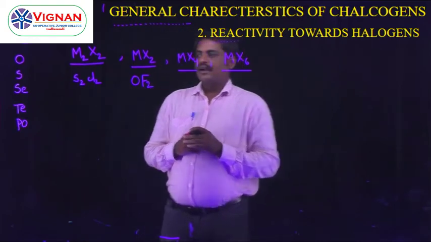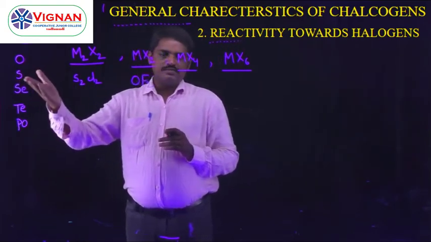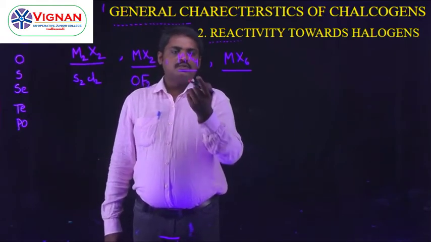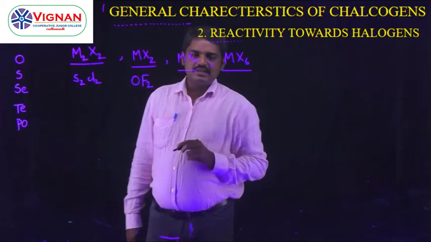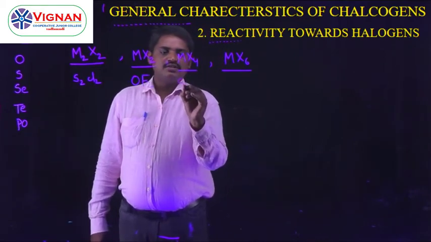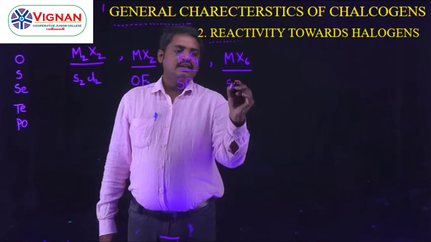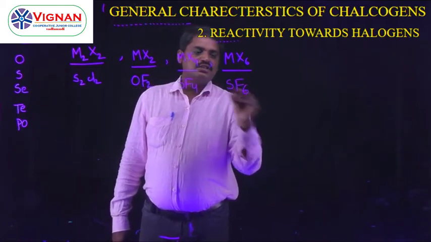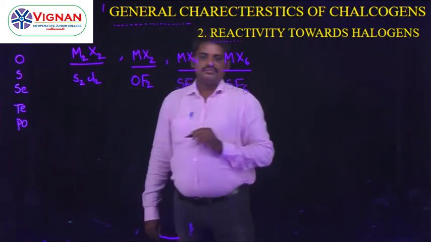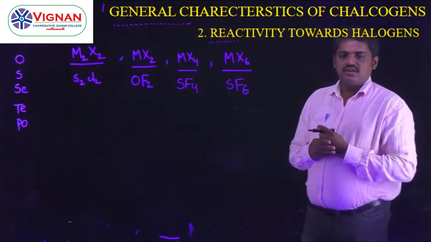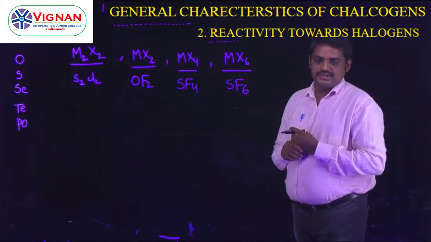And next one, sulfur. This is a third period element. It reacts with halogens to produce MX4 and MX6 type of halides. For example, SF4 and SF6 type of halides.